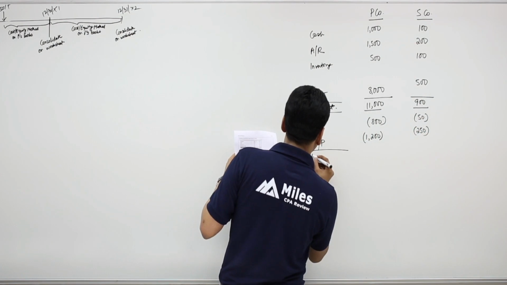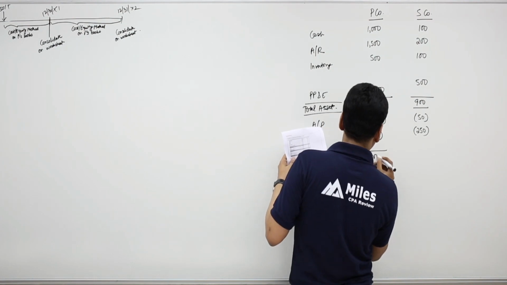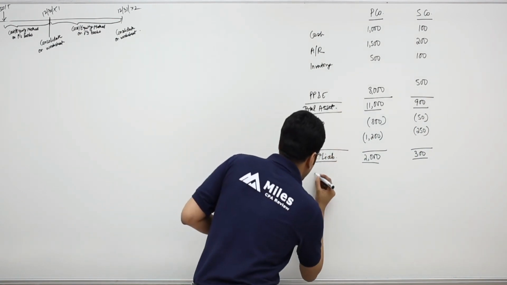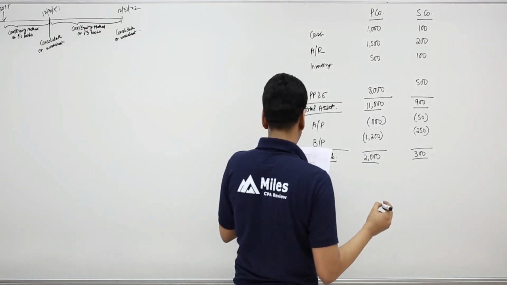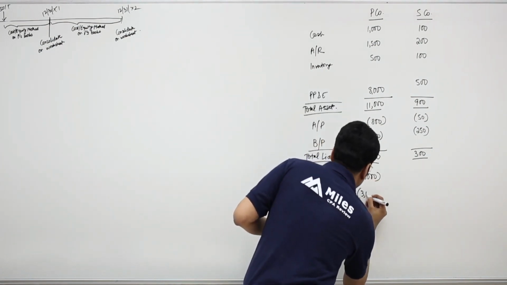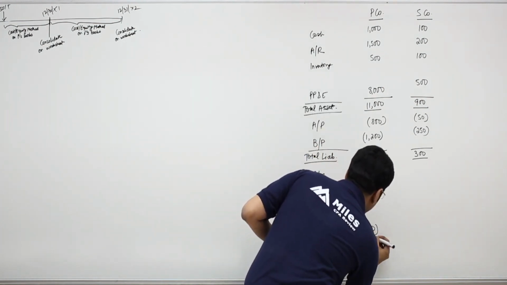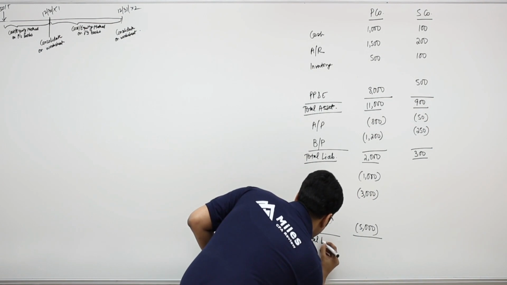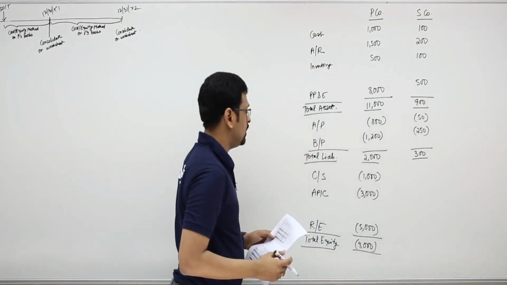So this gives us total liabilities. For the parent, it's $2,000 of liability. For the subsidiary, it's $300. Next, let's look at equity. So they have common stock, APIC, and retained earnings. Now the parent has common stock $1,000, APIC $3,000, and retained earnings $5,000. So that's total equity of the parent, $9,000. Book value of equity $9,000.